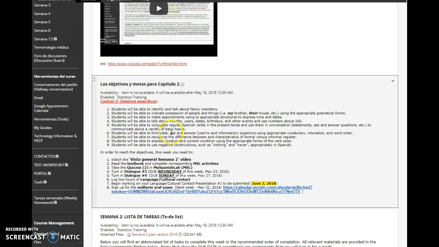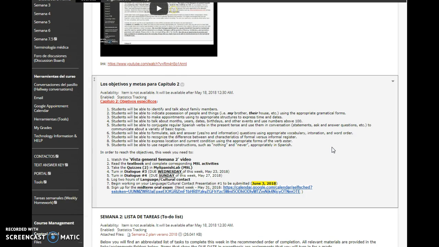So in capítulo 2, you're going to be able to identify and talk about family members. You're going to indicate possession of people and things, like my brother, their house. You'll be able to make appointments using appropriate structures to express time and dates, talking about months, years, dates, birth dates, and other events. In other words, we'll be using numbers that are above 100.